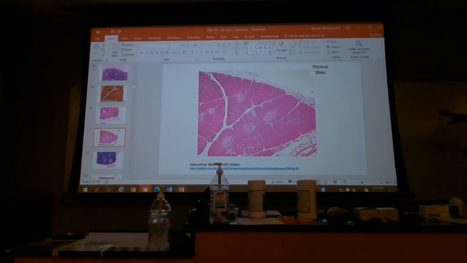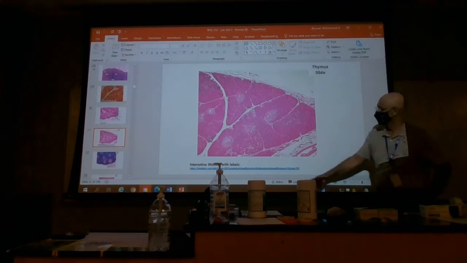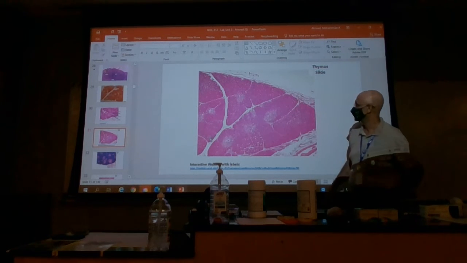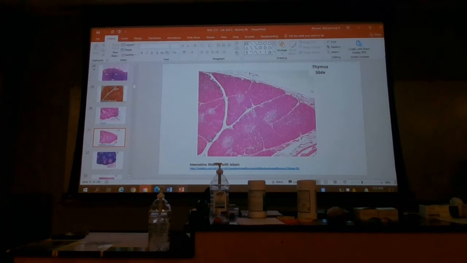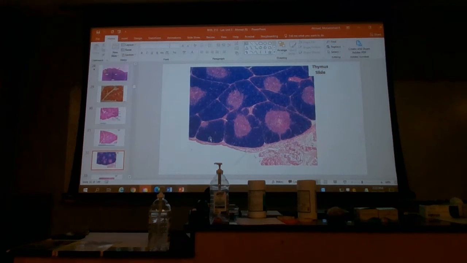Okay, guys. You should be able to tell where the capsule is. Can you see the capsule here, guys? Can you see the trabeculae here? Can you see the lobule here? Can you see the medulla here? Can you see the cortex here? And can you see the thymic corpuscle here? These are the thymic corpuscles. Yes, guys. Anything in the middle, that would be the thymic corpuscle. Here also, you can see all the structures, right?